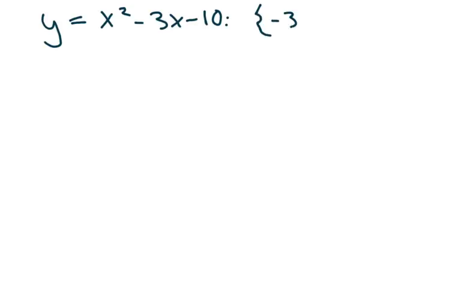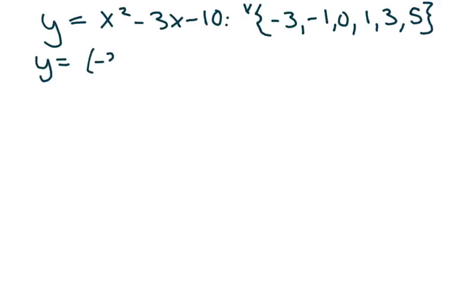We have y equals x squared minus 3x minus 10. Our domain is going to be -3, -1, 0, 1, 3, 5. That's your solution set. And so basically we're going to plug in these values. So we get y equals, these are x values.